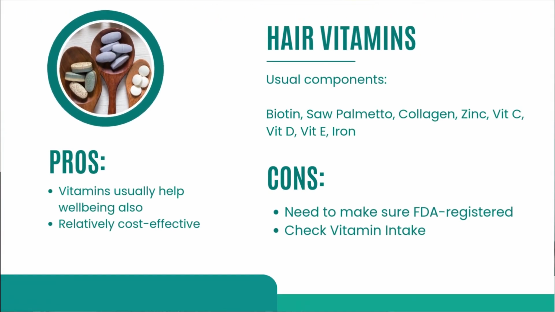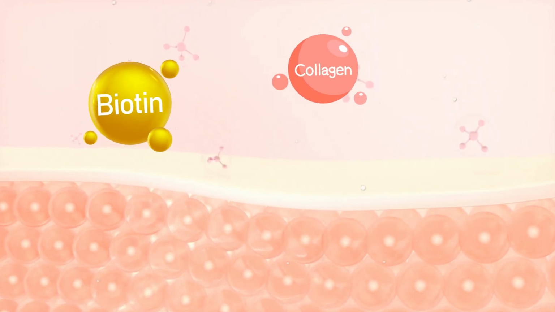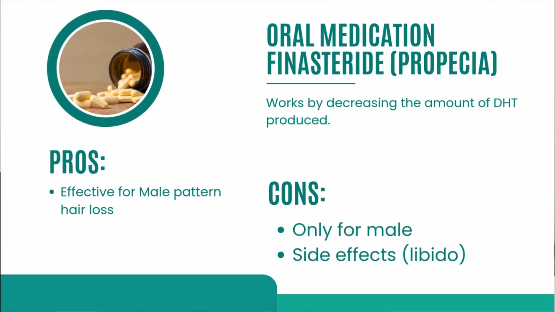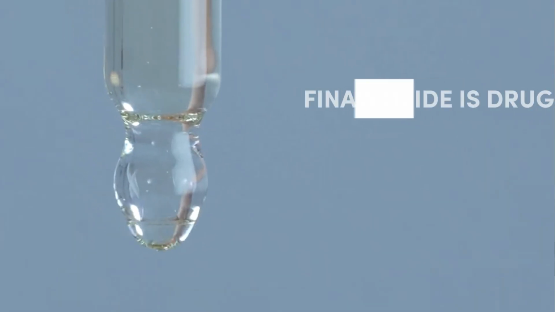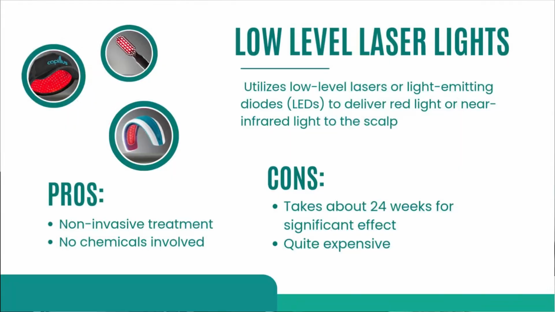Vitamins are also helpful, especially if a person does not receive enough nutrition. Biotin, collagen, vitamin D, vitamin E, and saw palmetto might help also with hair growth. Finasteride is also an option. However, finasteride is a drug effective for male pattern hair loss, but also has its side effects on the biological functions of men. There are low-level laser lights which are used now.